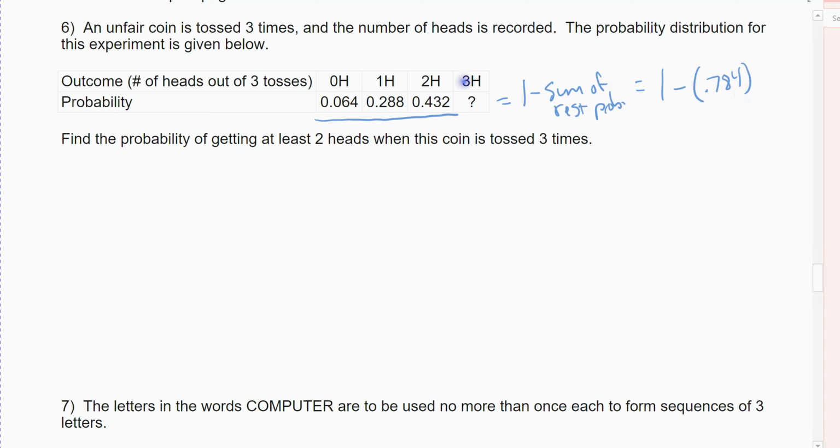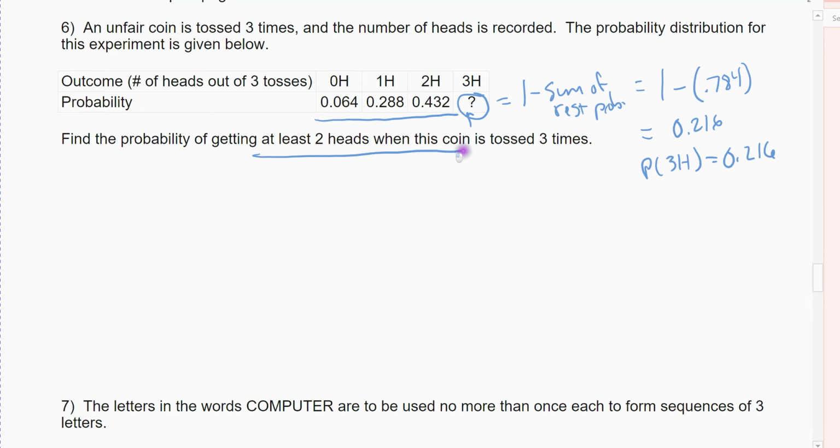So that's the sum of all of these probabilities, and so I know the last piece is what's left over, so I need to take 1 minus that, and that's the missing piece of the puzzle. When I take 1 minus that, it comes out to 0.216. So this missing probability of getting 3 heads is 0.216. And I need that to answer my question. So you have to remember, in probability distributions, the probabilities should always add up to 1. So if they're missing a piece of the table, you use that fact.